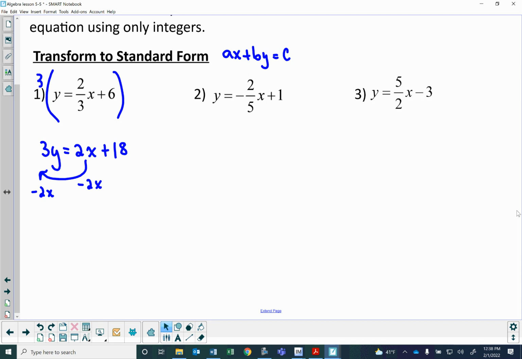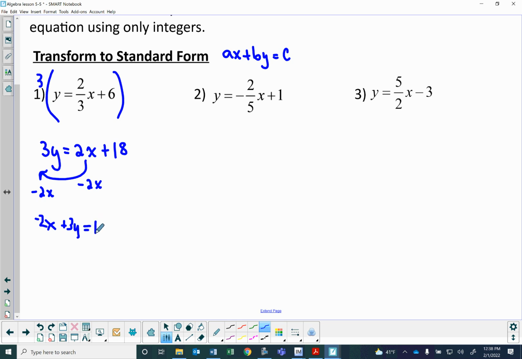So we took this equation, 3y equals 2x plus 18. We need to move the 2x over, so we subtracted it. Once we've done that, you have to write it in the correct form. So we're going to have negative 2x plus 3y equals 18.